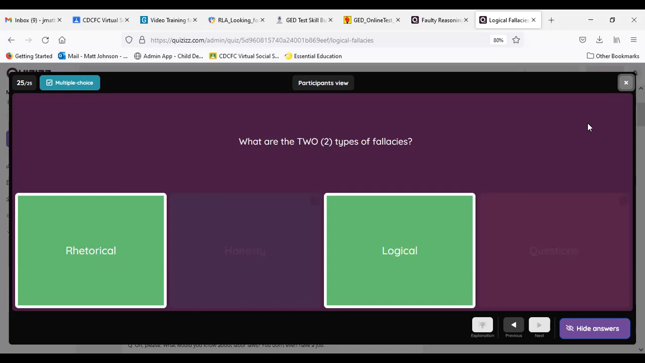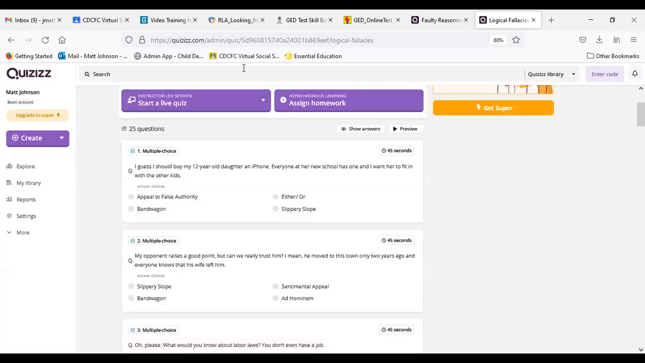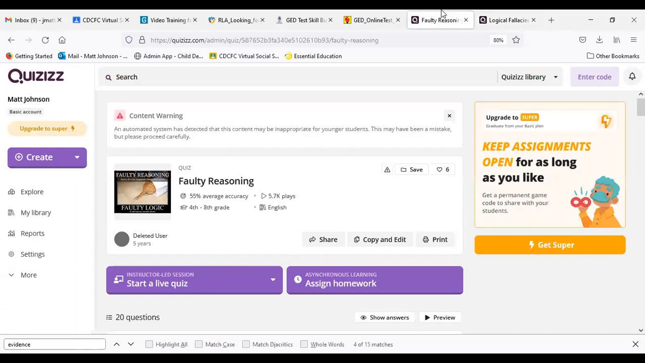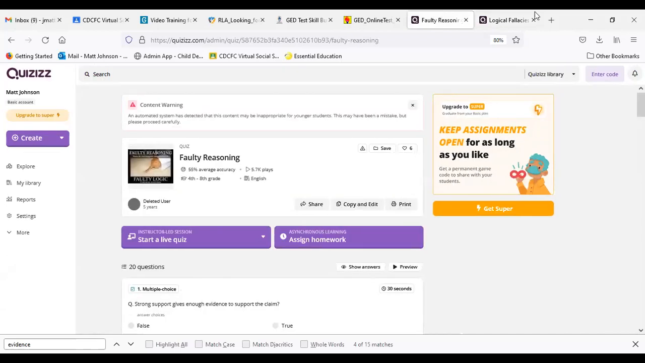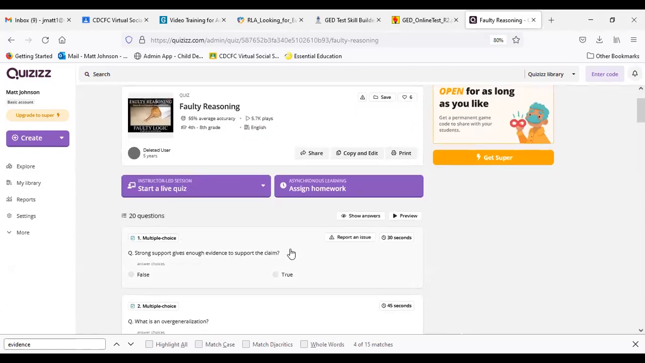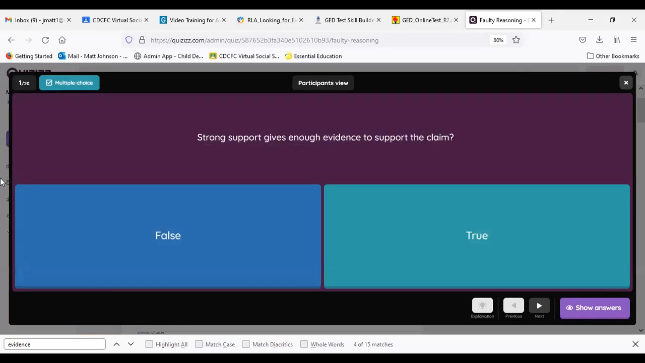let's see here. So we'll stop that one. And I have one more. Faulty reasoning. Okay, so let's give this one a try. Should be the same format here. And let's see how this goes. All right, Grace. True or false statement here? Okay. Strong support gives enough evidence to.